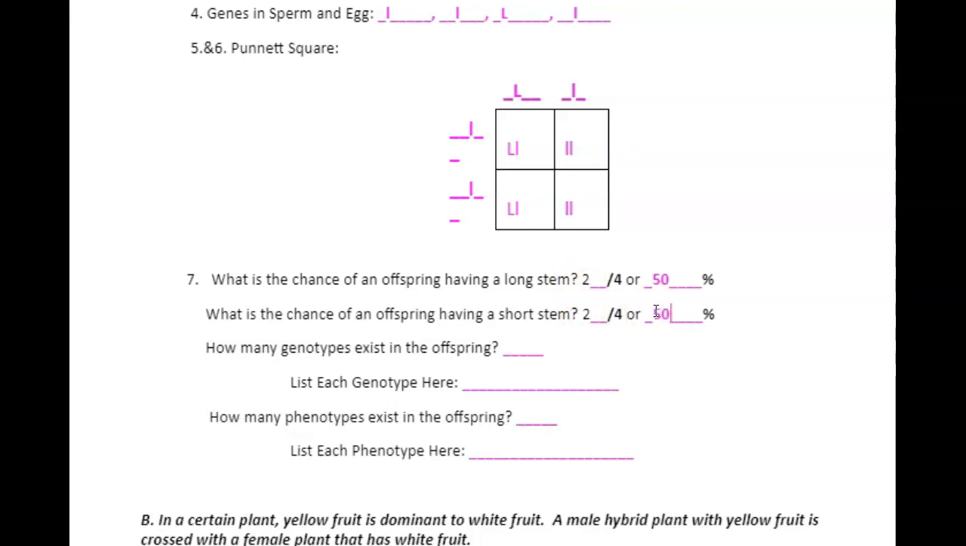Next one, how many genotypes exist? Genotypes are different gene letter combinations. I have a big L and a little l, and I have little l, little l. So I just have 2 different letter combinations. So 2, and we're going to list them: big L, little l, and little l, little l. How many phenotypes exist in the offspring? That means how many physical traits, how many different appearances will I have? Well, I know some are going to be long, and some are going to be short. So that's just 2: long and short.